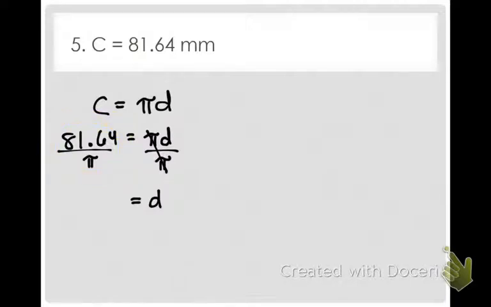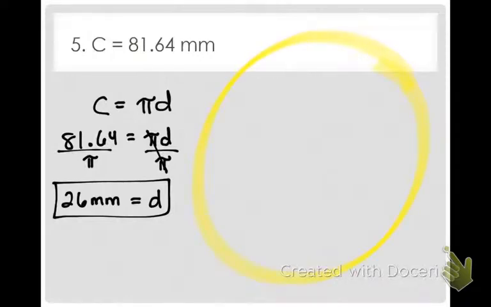26 what? 26 millimeters. All right, now you can work it out just like we did before and do this whole big formula to find the radius, or what's a very simple way you could find the radius? Cut it in half. What's half of 26? 13. So we're going to say 13 millimeters is the radius.